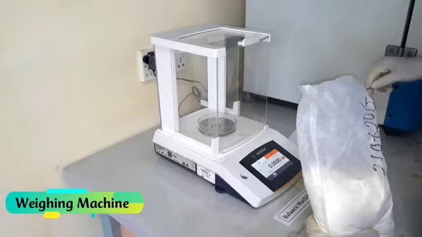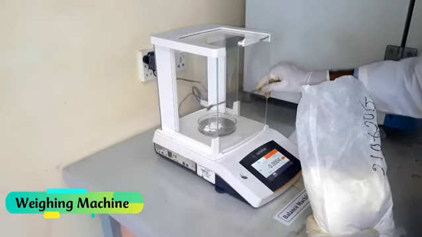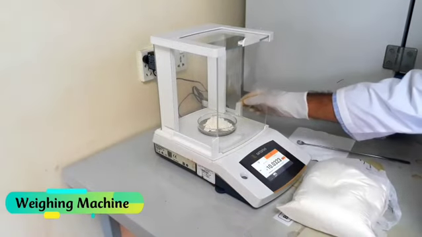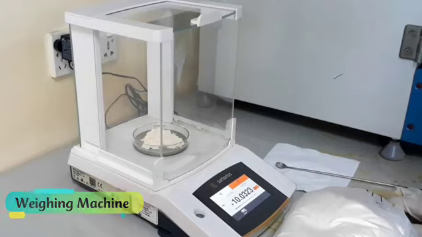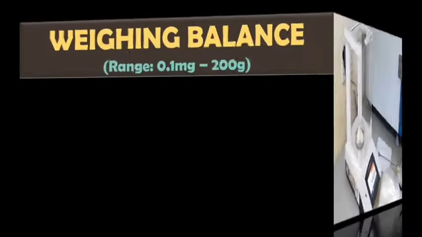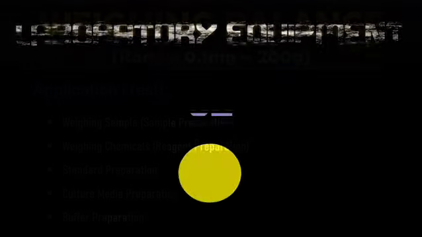In this one you are seeing the normal one basically used in laboratories. It can be used to digitally display accurate readings of weight. The tare function is to exclude the container weight and other vessels' weight. Applications: weighing samples, weighing chemicals, standard preparation, culture medium preparation, buffer preparation.